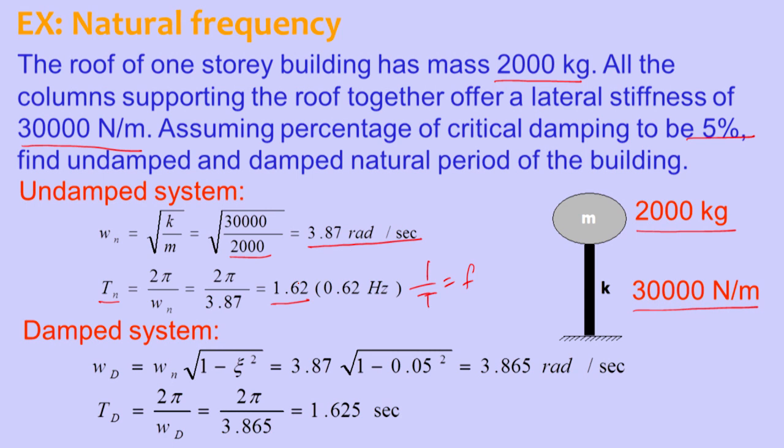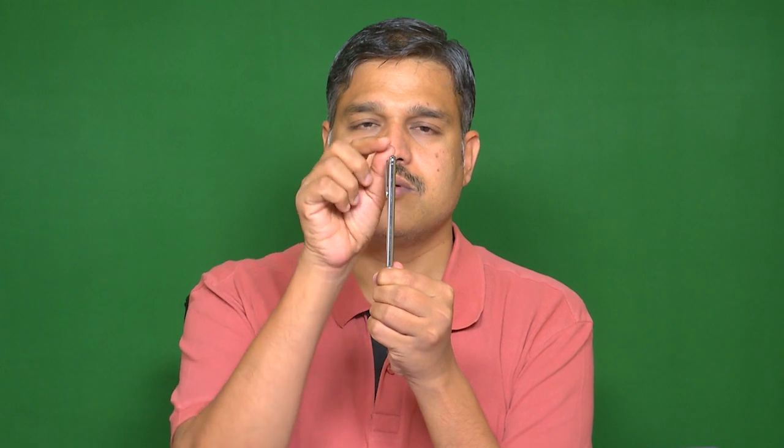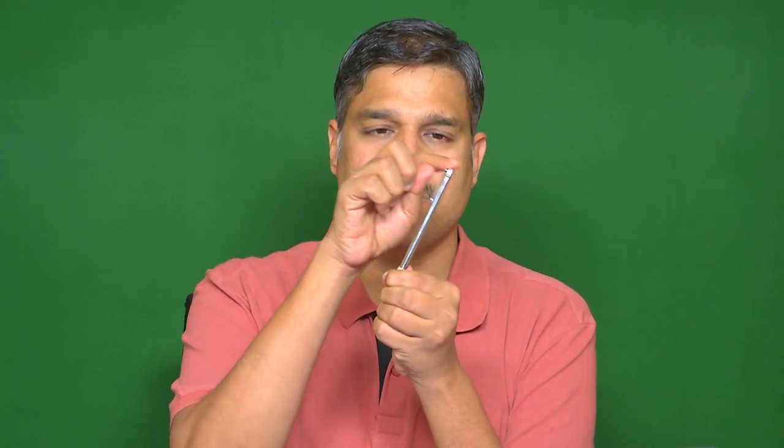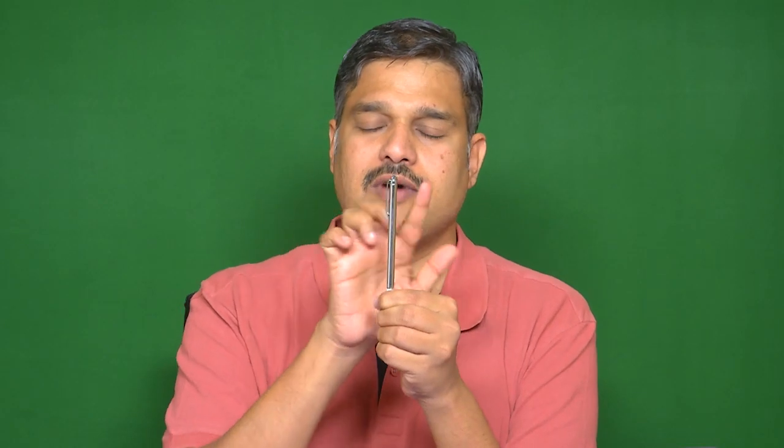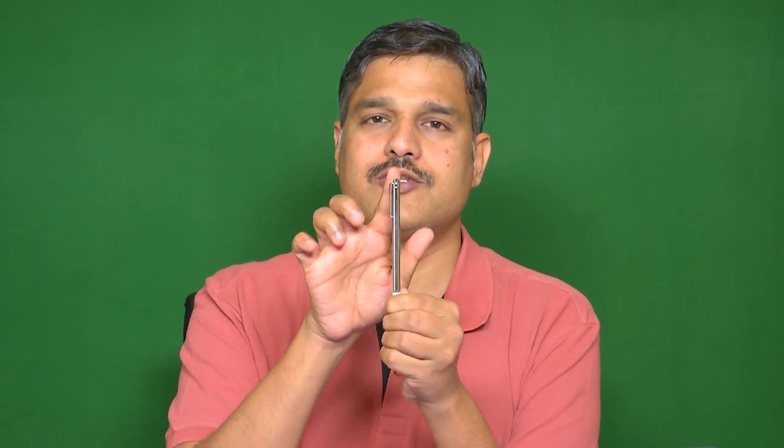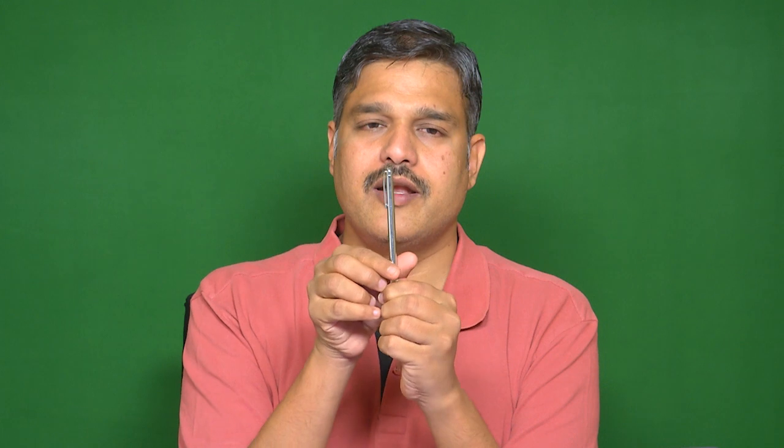It is something like this. If a building is vibrating, the time taken for it to go half way, come back, overshoot and come back, is one cycle of vibration. So the time taken for one cycle of vibration is the natural period, and if a body is vibrating, the number of oscillations it is making per second, that is per unit time, is called frequency. So that is the relationship between natural frequency and natural period.